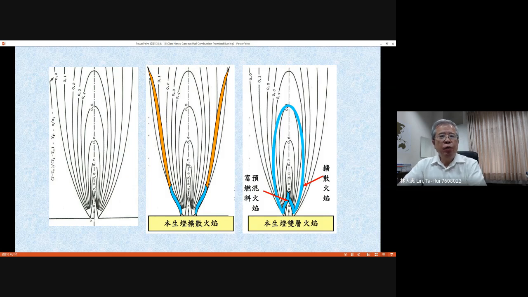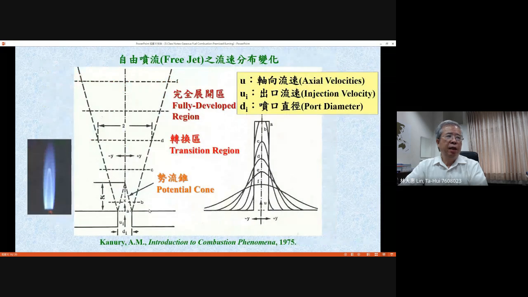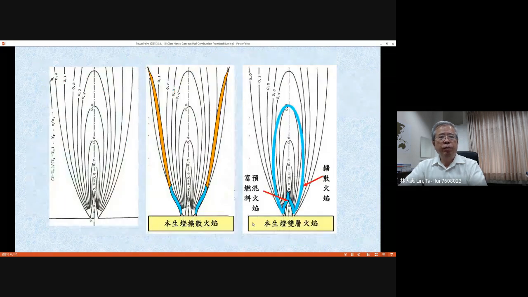Okay, now we move to the last point we studied from our flame transition in the beginning. You figure out there is the double flame, right? As I mentioned here, there is the double flame just like this. The inside flame is a rich premixed flame. The outer flame is a diffusion flame.